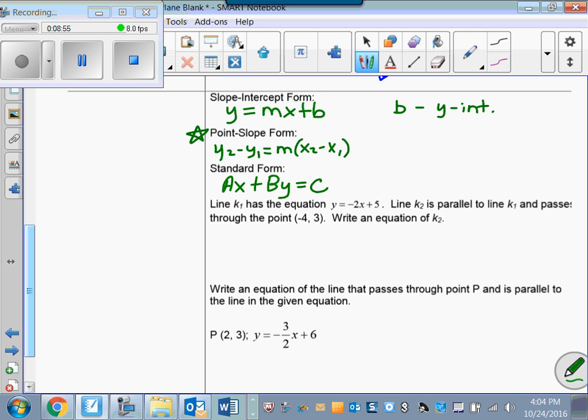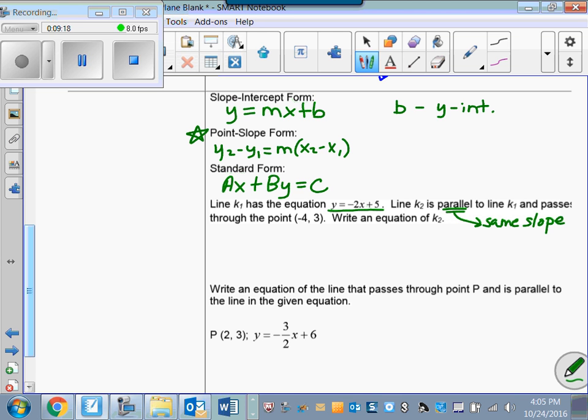All right, couple of examples. Line K1 has the equation y equals negative 2x plus 5. Line K2 is parallel to line K1 and passes through the point negative 4, 3. Write the equation of K2. Okay, what does this tell me? The fact that they're parallel? It tells me they have the same slope.